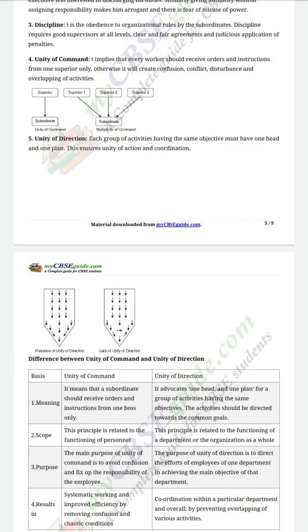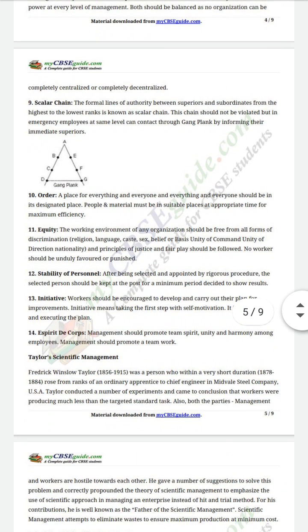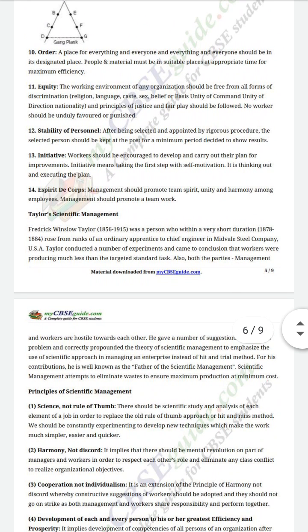Understood? Okay, so this revision part includes all the principles and also differences. What is scalar chain? It is a very important question. What is the scalar chain? And Taylor scientific management is also another important question in this chapter. Okay, Taylor scientific management.